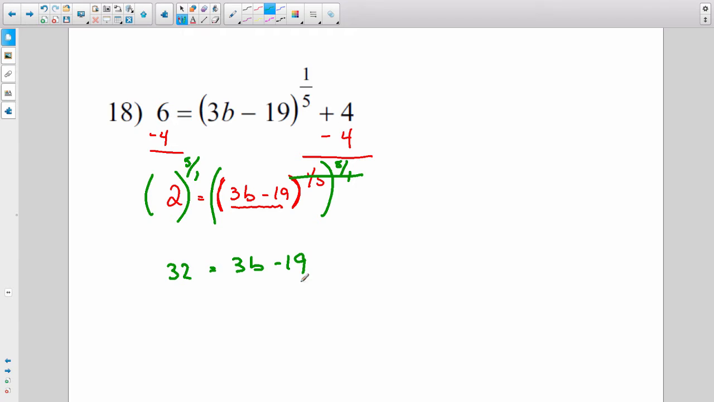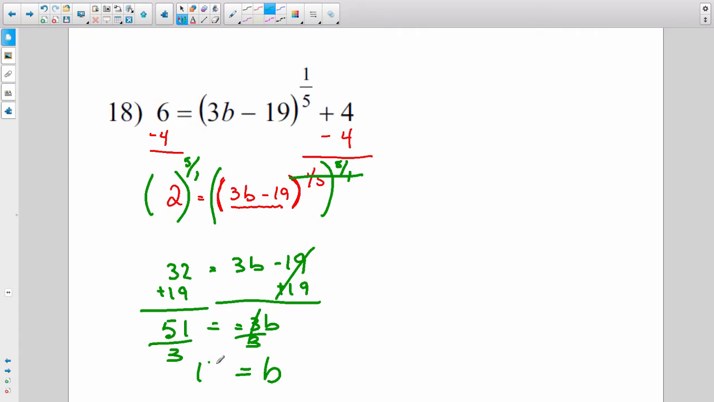Now solve the equation like you normally would. So I'm looking to find b, so I'll add 19 to both sides. And I get 51 on the left. That's somehow equal to 3b. The last thing I should do is divide by 3. That will get b all by itself, which happens to be 17.